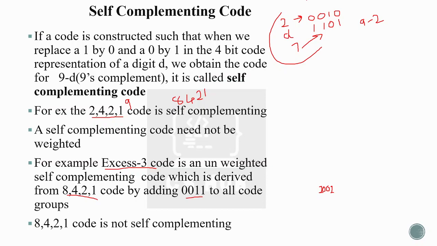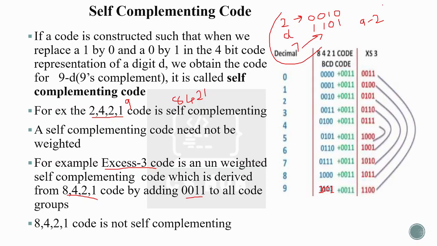And what is a self-complementing code? For a digit d, consider the 4-bit representation. When we interchange the zeros and ones, if we get the code equal to 9 minus d, that code is known as a self-complementing code.